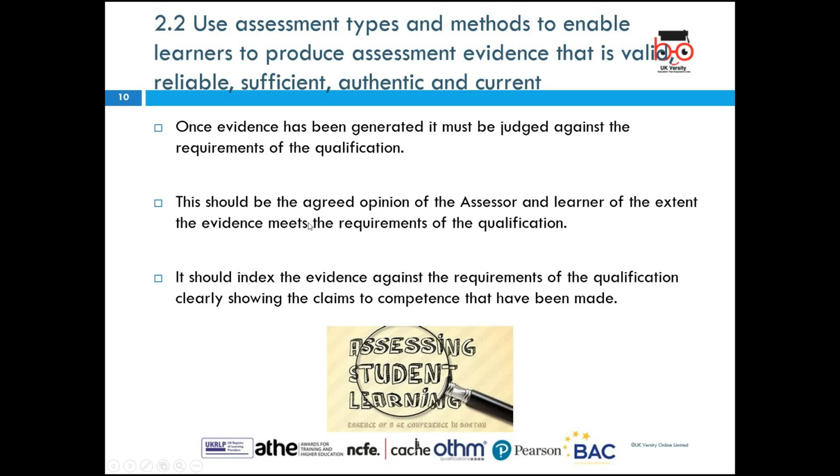Now, I'm just going to read this little section here. So this should be the agreed opinion of the assessor and the learner of the extent the evidence meets the requirements of the qualification. So what this means is that we'll work together as an assessor and a learner. So you'll work with the students that you're teaching, and you'll work with them to make sure that they are actually meeting those requirements.